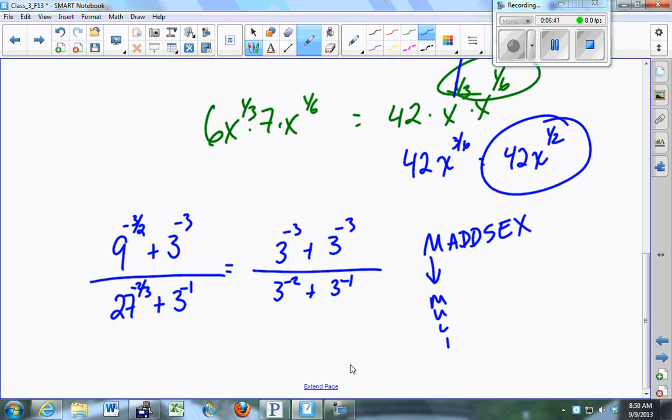Multiplication. Did I tell you guys about MAD SEX? And then D is for divide. This is how I taught my Math 106 class to remember their first 2 exponent properties.